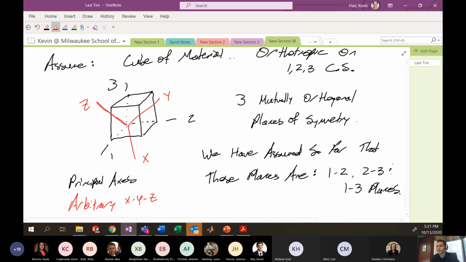So what we'd like is to be able to define this stiffness matrix and the compliance matrix, not necessarily in the 1, 2, 3 direction, but also in the x, y, z direction, in terms of the stiffness in the x direction, the stiffness in the y direction, and the stiffness in the z direction.